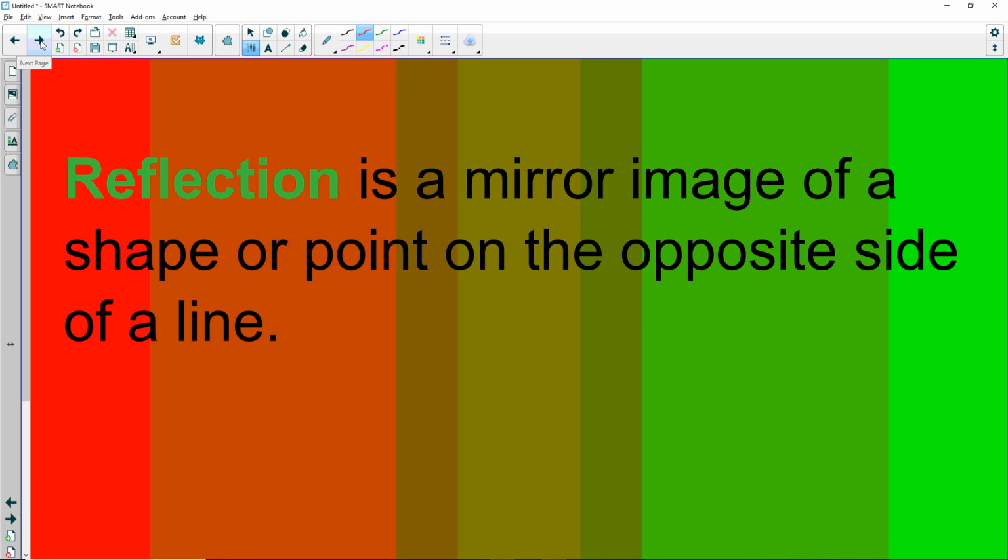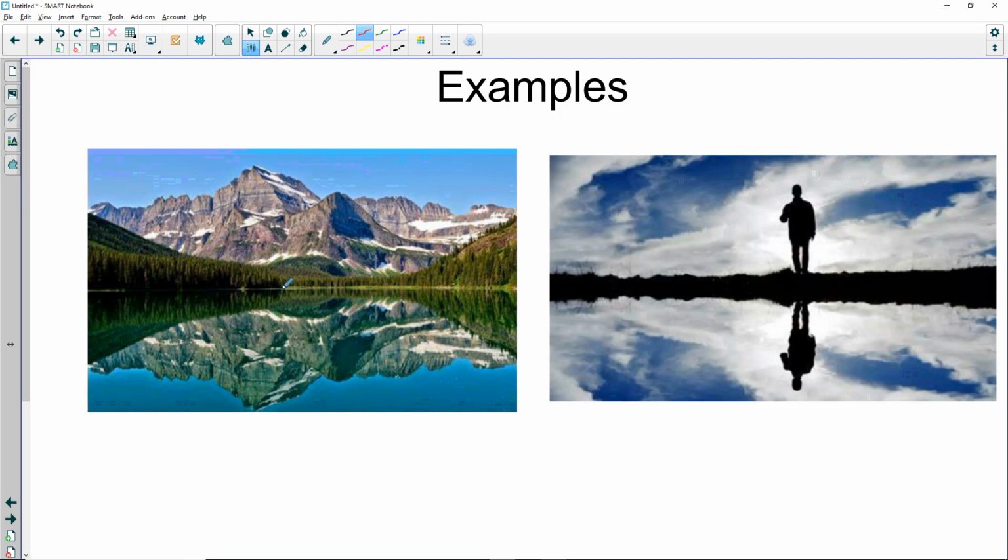What does that look like in the real world? In the real world, if you notice, here we have a mountaintop with some snow reflecting in the water. Again, I can draw a line where the reflection starts to occur. Now, here is an example in the real world.